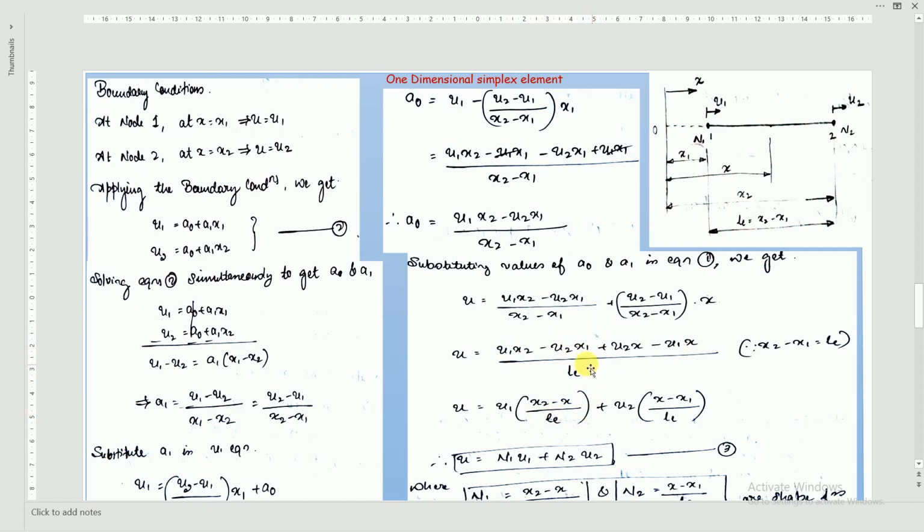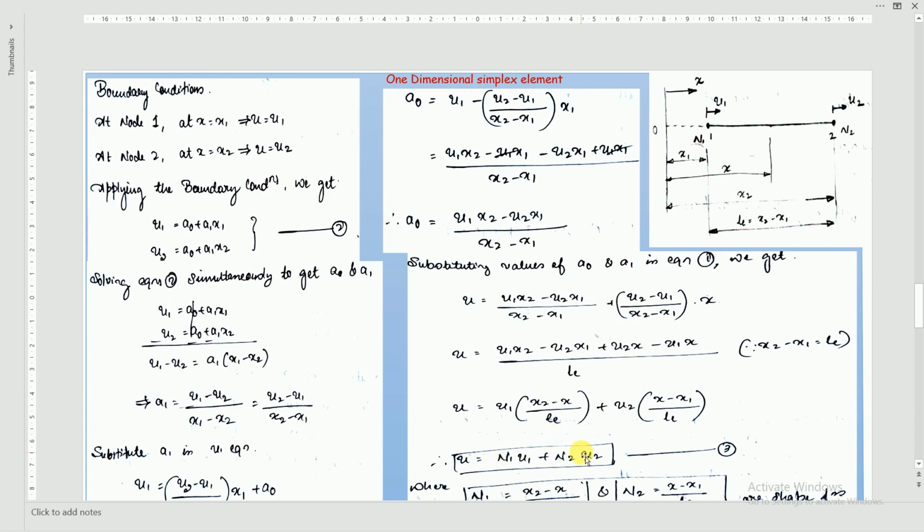Separate the two terms, one with respect to u1, one with respect to u2. Even if you take the LCM, you will get back this equation again. So if you take u1 common, x2 minus x divided by length of the element, because it is common for all the terms. Next you take u2 common: x minus x1 divided by length of the element. These values, the coefficients of u1 and u2, are nothing but your shape functions n1 and n2.